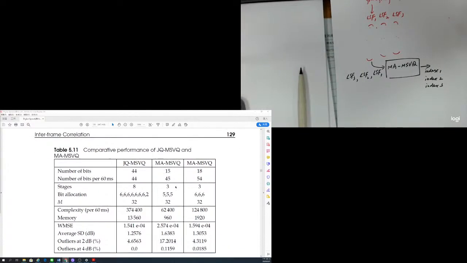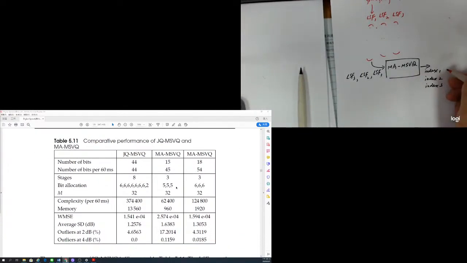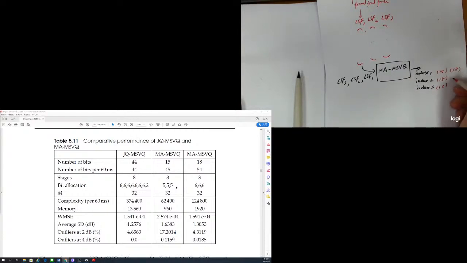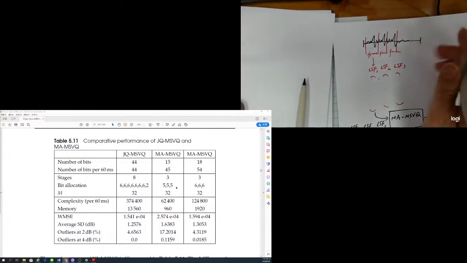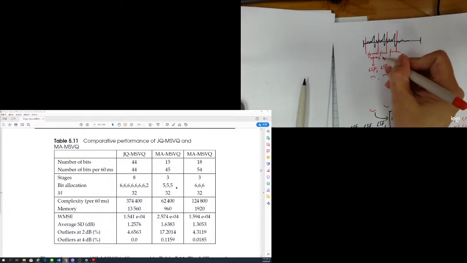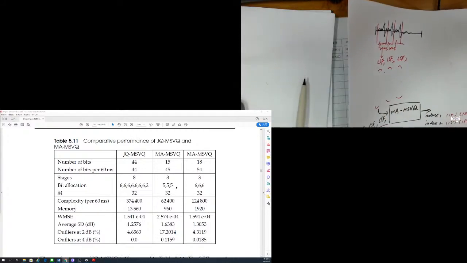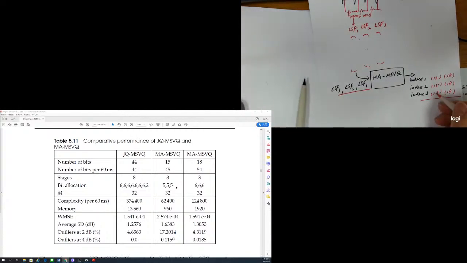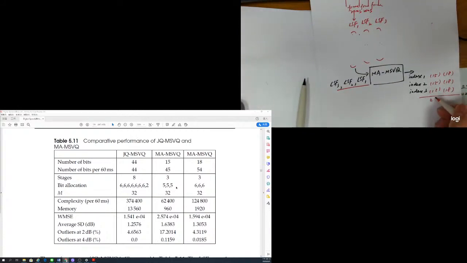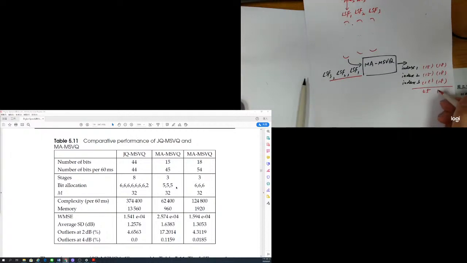From this table, you see they are 15 bits, 15 bits and 15 bits, and the other choice is 18 bits, 18 bits and 18 bits. So in total, if we consider 3 speech frames, each speech frame is around 20 milliseconds, so the total is 60 milliseconds, while the total encoding is 45 bits, and this one is 54 bits.